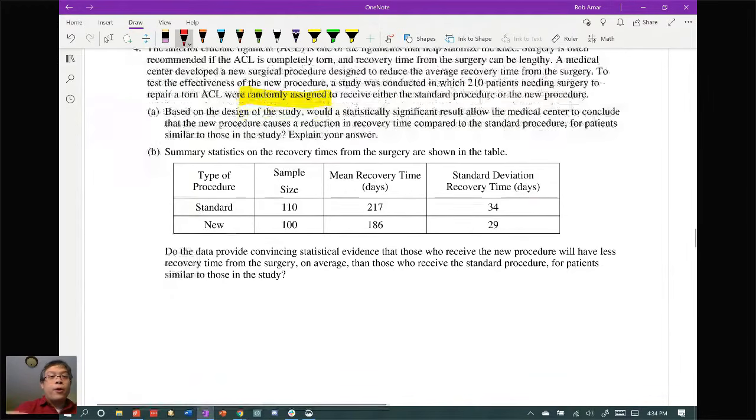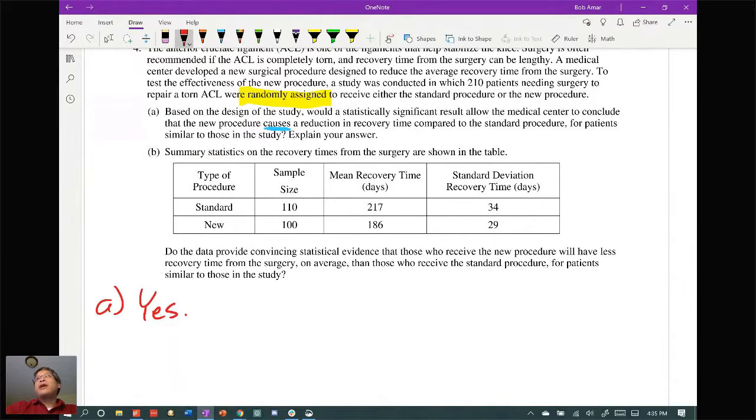And here's the word, causes a reduction in recovery time. Okay, that word is magical, causes, here in experimental design. They may not call it out explicitly, but it is something that you need to be familiar with. Okay, so for part A, yes.